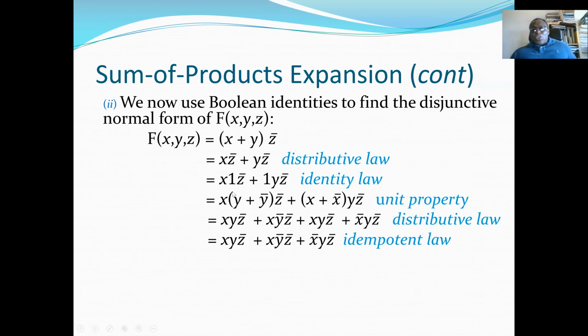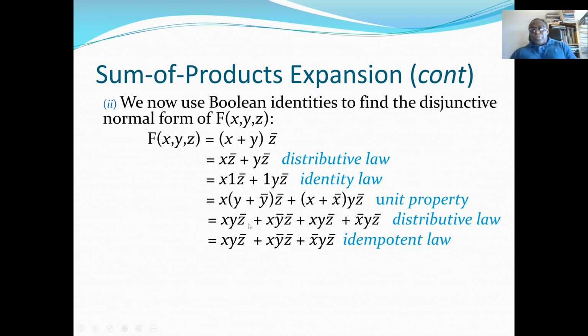Based on the identity law, we can use the unit property by looking at x 1 z invert. Remember what 1 is. 1 is the same as y plus y invert. And that's what I'm missing here because I have x z invert. So y plus y invert times x z invert is the same as x z invert because y plus y invert is 1. And we call this the unit property. In the second term, I'm missing x. So I'll use x plus x invert, which is the same as 1, times y z invert.